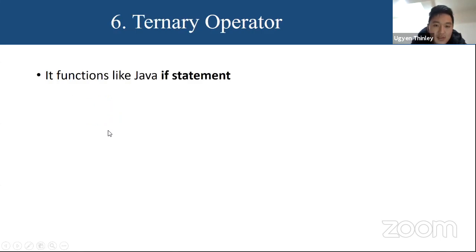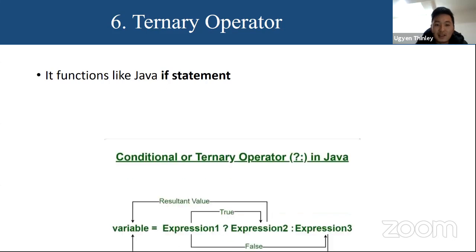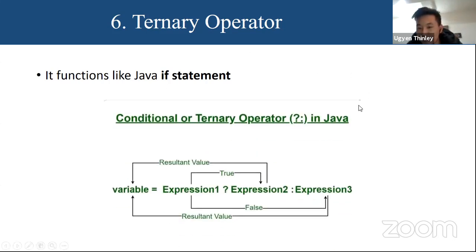The next and last operator I'll be talking about is the ternary operator. I find the ternary operator very interesting. It usually functions like an if statement, a simplified if statement. An if statement takes multiple lines of code to write that logic, but with the ternary operator you can write it in a single line of code. The syntax of this ternary operator is here.